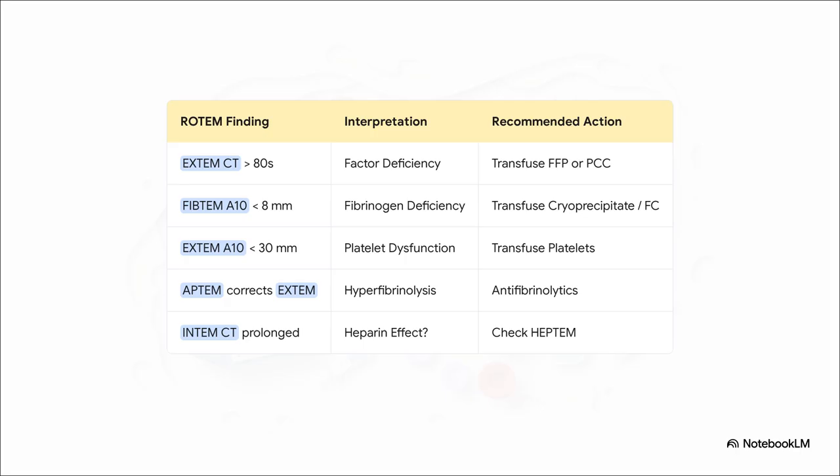You don't have enough fibrinogen. The solution, cryoprecipitate. And what if the overall EXTEM amplitude is low, but your FIBTEM is totally fine? Well, the bricks are okay, but you're missing the construction workers. It's a platelet problem. The solution is to transfuse platelets.